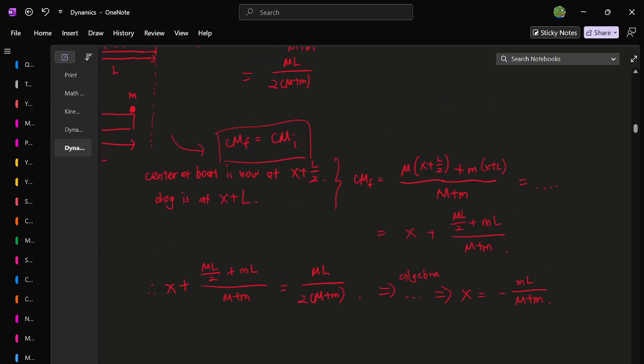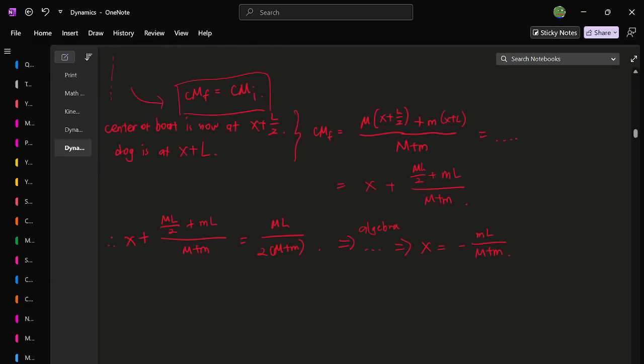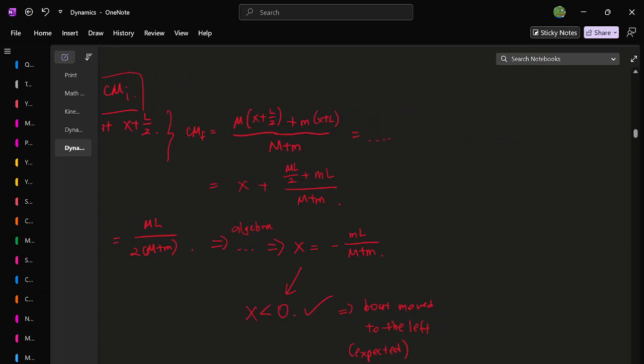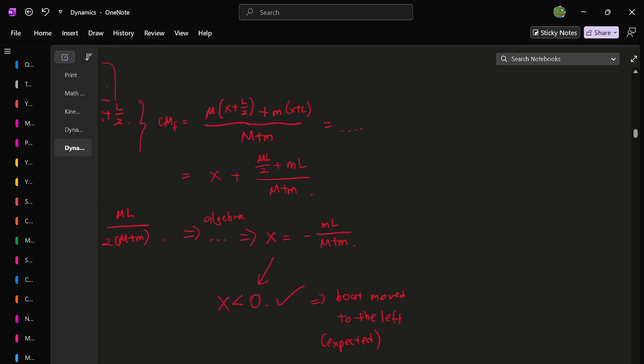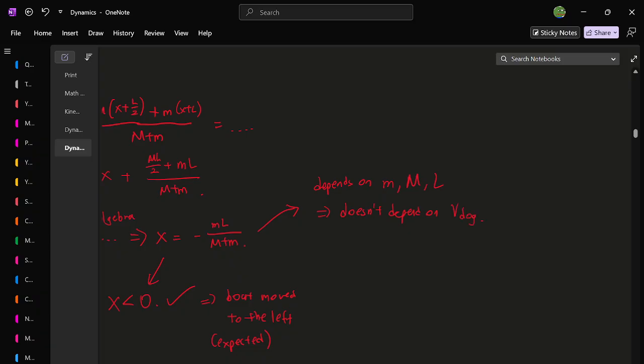Okay, so let's take a moment to make sense of this result. So the first thing is x is less than 0. Okay, that's what we expect, which means that the boat indeed moved to the left. Expected. So that's good. Second thing, this result for x only depends on small m, big M, and L, which means that it doesn't depend on, for example, the speed of the dog. It doesn't depend on how the dog moves at all.